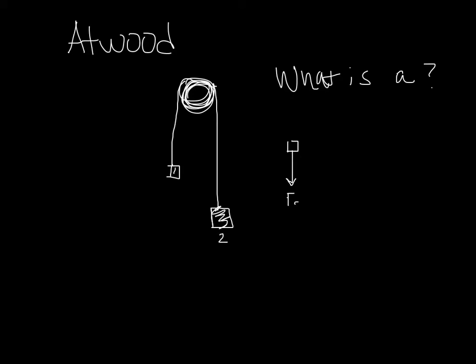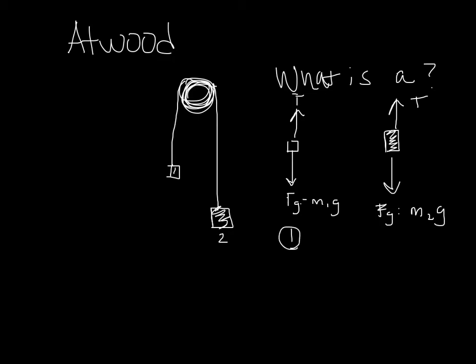We have the force of gravity pulling down, which is m1 times gravity, and we have tension pulling back up. And then in block 2, we have the force of gravity equal to the mass of block 2 times gravity, and then that same tension force pulling back up on block 2. So if we were to set up a system of equations, we could solve for the acceleration of these blocks.